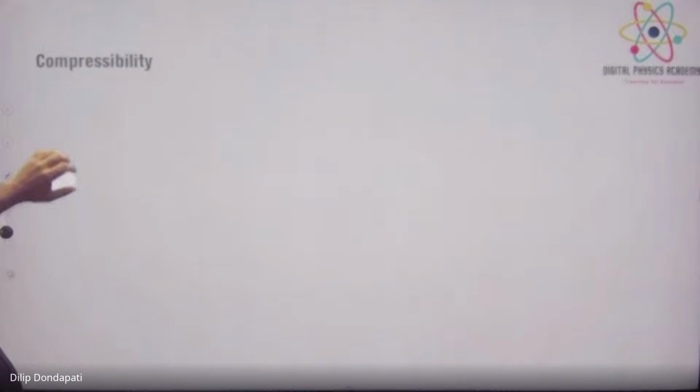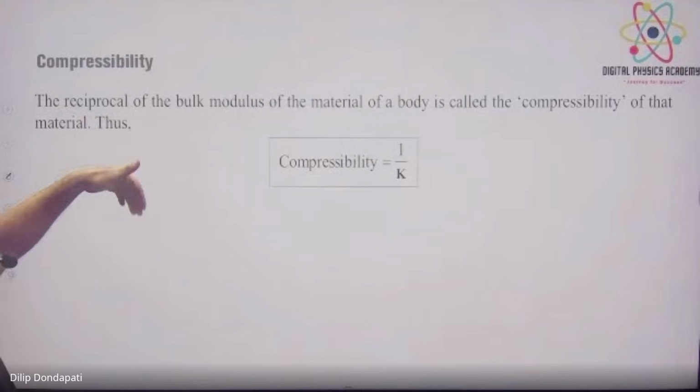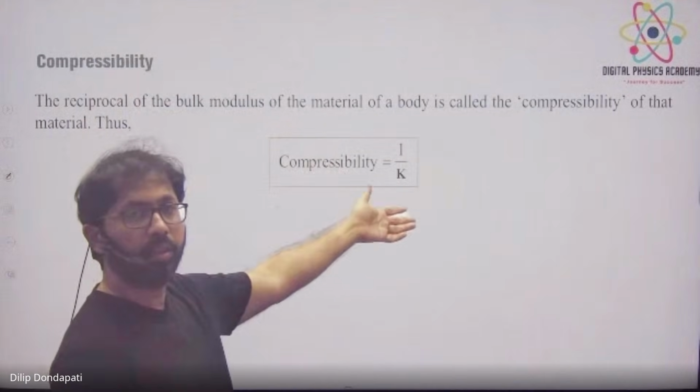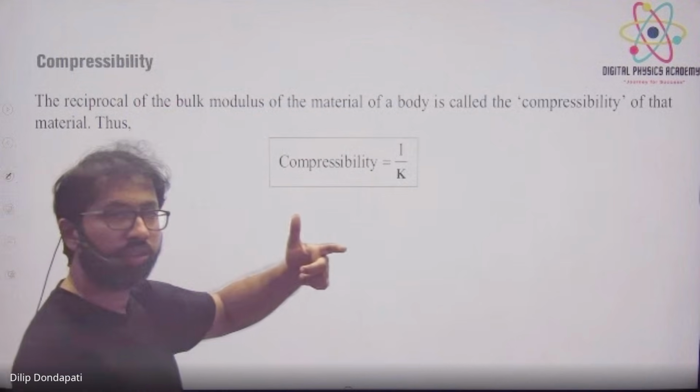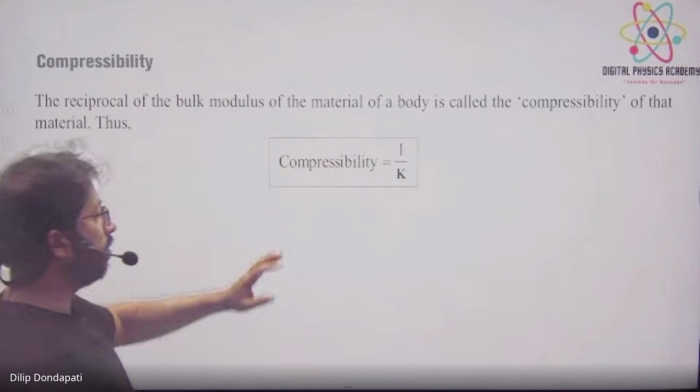Okay, compressibility. Compressibility is nothing but the reciprocal of bulk modulus, which we call compressibility. So sometimes they'll tell you to find compressibility, which means you find the bulk modulus, take its reciprocal, and you will get the compressibility.